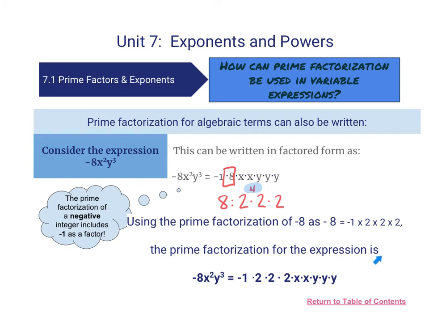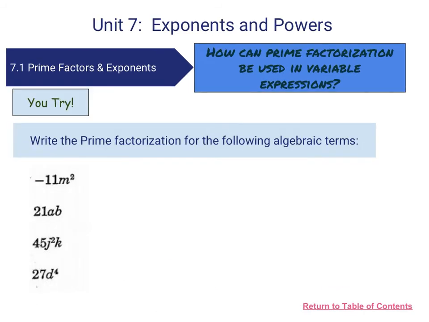The prime factorization for this whole expression is the same thing as -1 times 2 times 2 times 2 times x times x times y times y times y. Don't worry, I wouldn't leave you not being able to have a couple of examples in. I do know it says you try, but let's be honest, I like doing these with you guys too. Remember, if there's a negative, we factor out the -1.